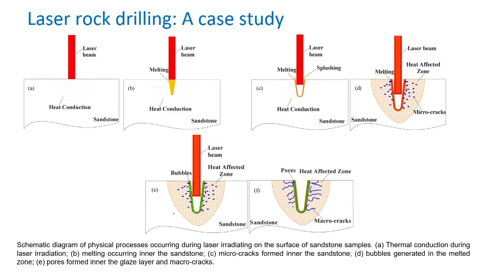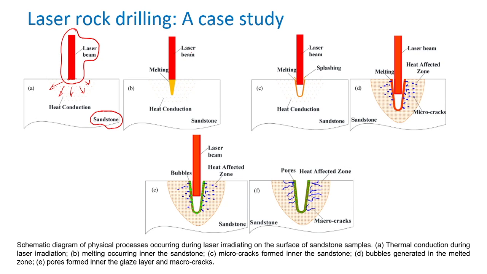Now let us see how exactly we can perforate the rocks in laser based rock drilling. On your screen you can see that we have a sandstone material and we are applying laser beam energy. As the laser beam energy is applied, there is generation of heat energy at the interface of the laser with the sandstone.